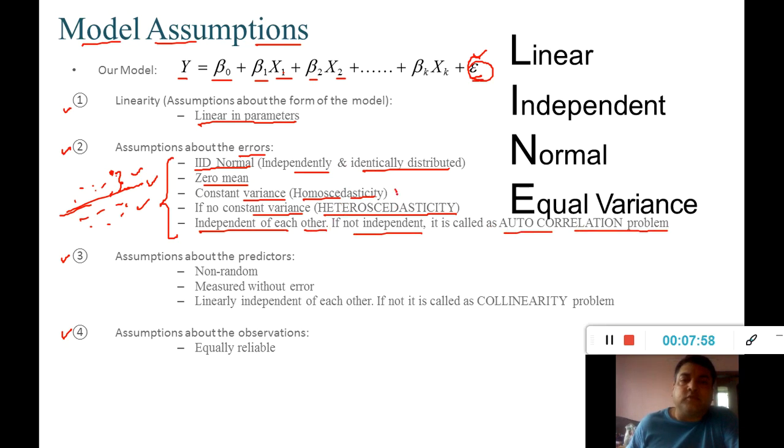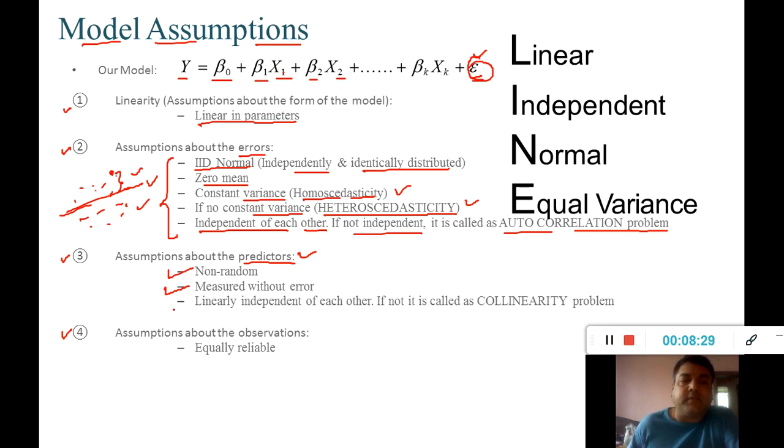We have seen what homoscedasticity and heteroscedasticity are in the last session as well. I'm going to show you again the difference between these two after this slide. Now the third assumption about the model is about the predictors. Predictors are nothing but my input variables, my x's, x1, x2, x3. So what are the assumptions about all my input variables? That they should be non-random, they should be measured without error, right?